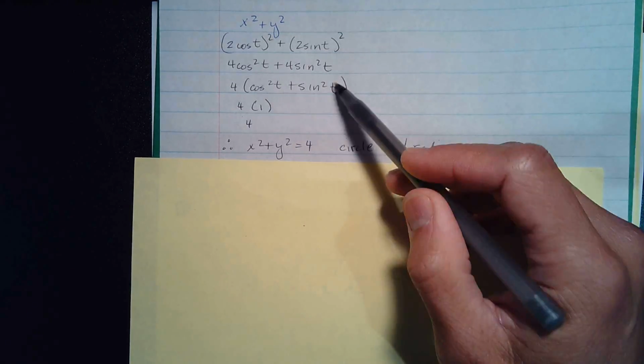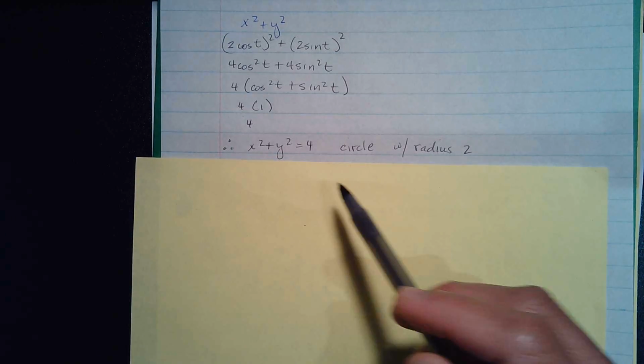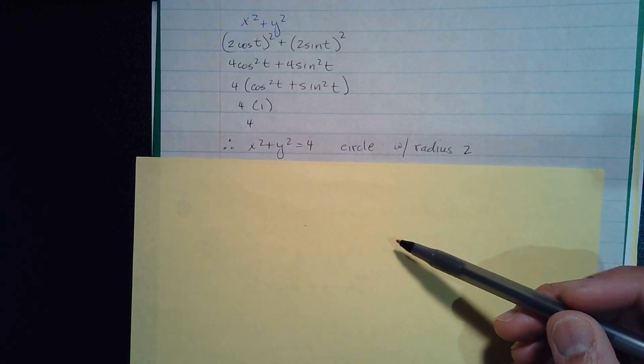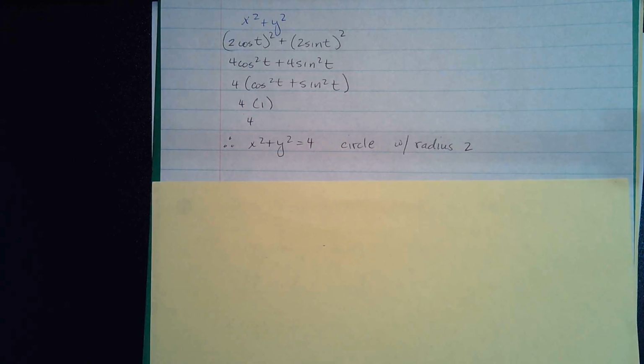The parameter, again, is your t value. So we have x squared plus y squared equals 4. That's a circle, again, in your basic graphs with radius 2. So we're done with example 4.